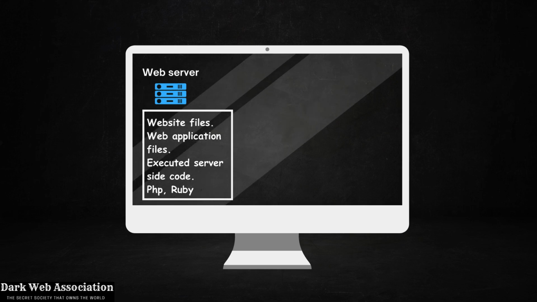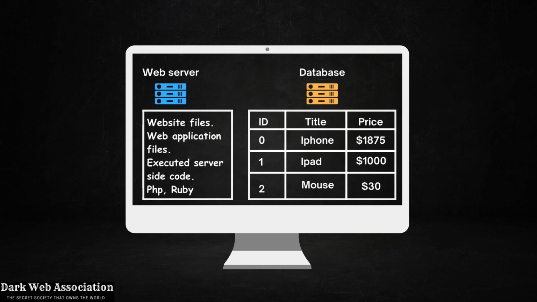Now another very common component of a website is the database. The web server contains the files like images, styling files, HTML files. These are all just used to display the website, to render the website, and then you have the web application files, which are the ones run on the server side to process data, but the data is usually stored in a different application, which is called a database.